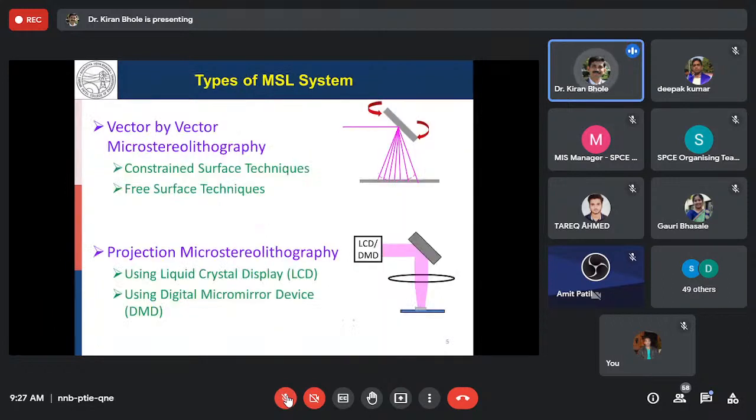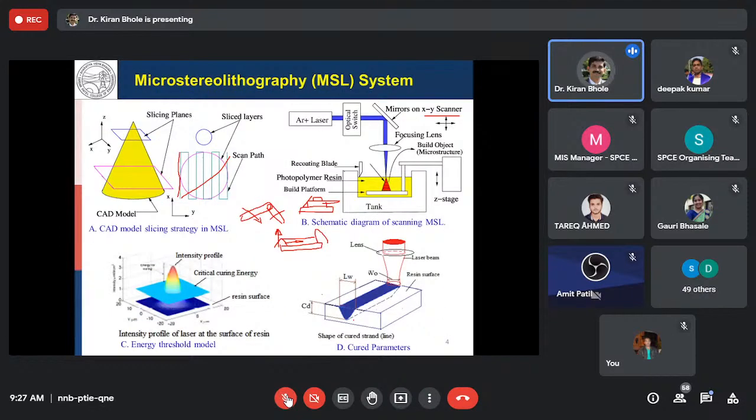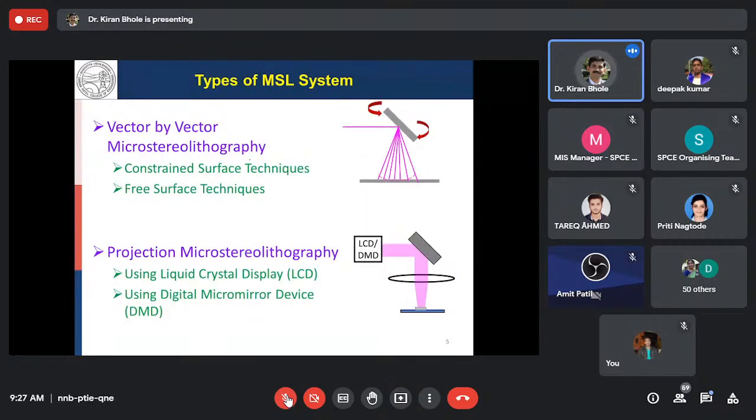Now, what are the different types of MSL? What I have discussed here is the scanning type of MSL, where the focus point is scanned line by line, the layer is formed onto the platform that is dipped, and the second layer is formed by line scanning, and so on. This is called the free surface technique. It is a vector by vector micro 3D fabrication process where the laser light is scanned on a free surface.